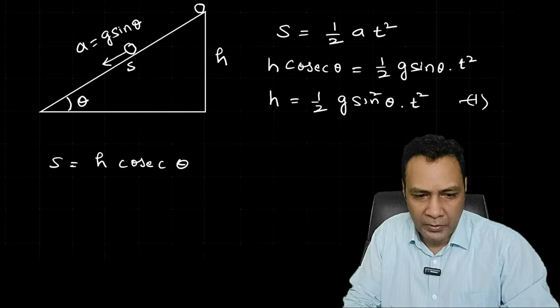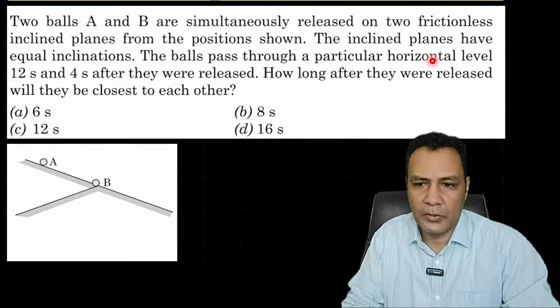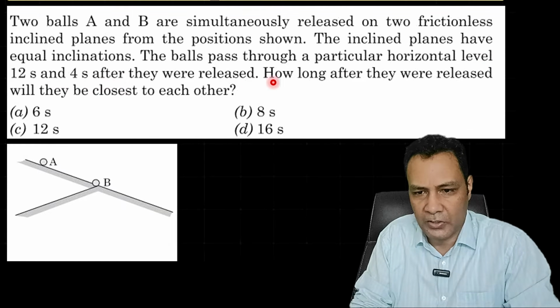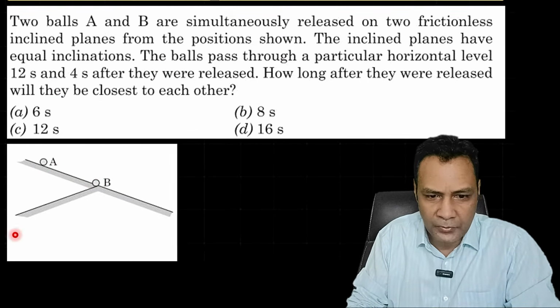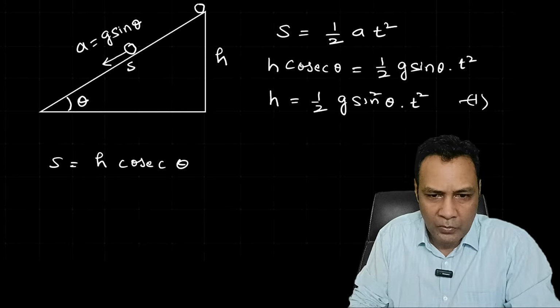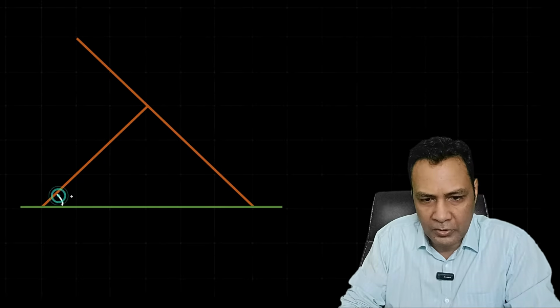Now let me read this one part of the question again. The balls pass through a particular horizontal level 12 seconds and 4 seconds after they were released. So the balls were released from here and here. After different times they reach a certain horizontal level. Suppose these are two inclines. They have the same inclination theta.